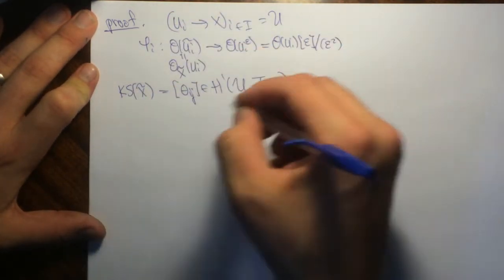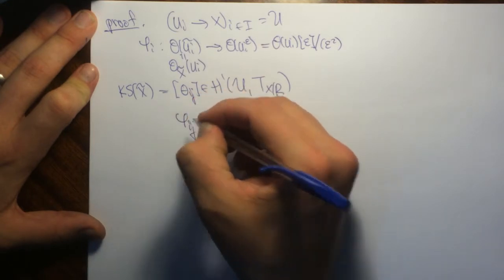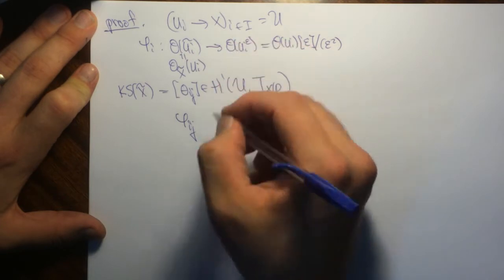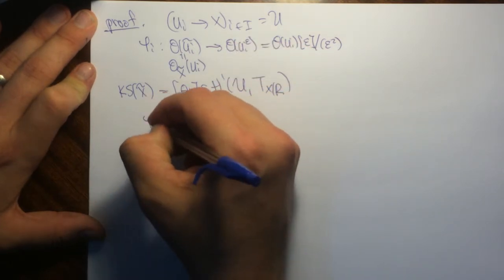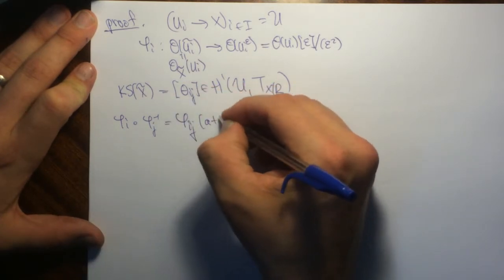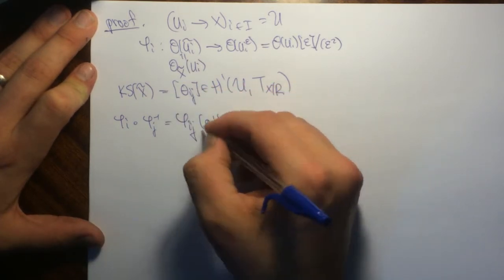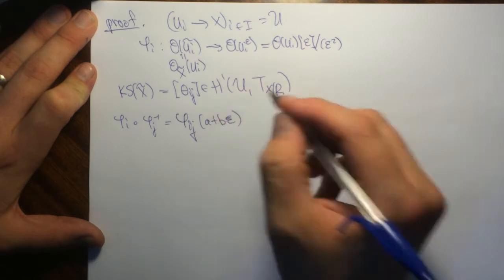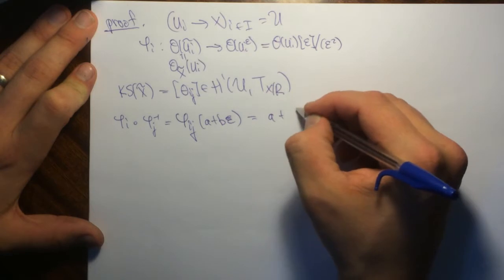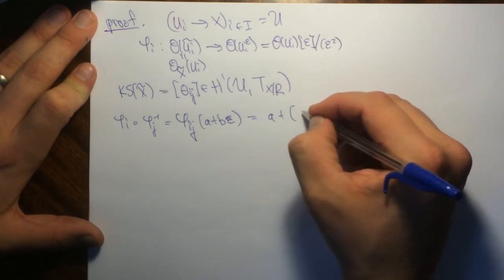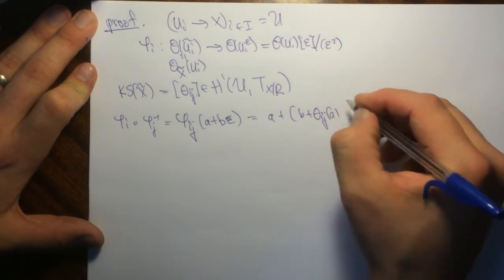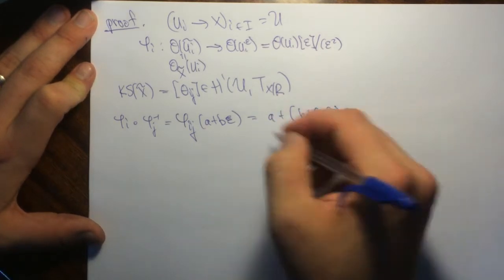So it says that phi_ij goes from here, and this is equal to phi_j inverse composed with phi_i. And what it does to guys like this: these are elements of O of U_i. It just takes a to be the same thing, but now it's going to take b plus, and then we transition by taking this derivation like so.